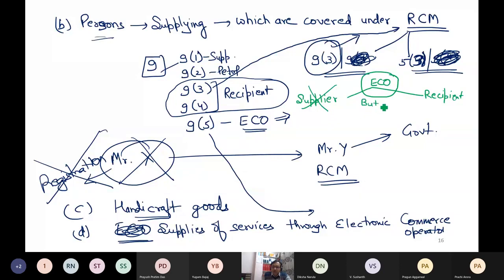But it also had an exception that in case of 3 supplies, accommodation, transport of passengers, and third was housekeeping, if these suppliers are registered, then ECO will not pay the tax, the supplier themselves will pay. This was the exception. This was 9.5.